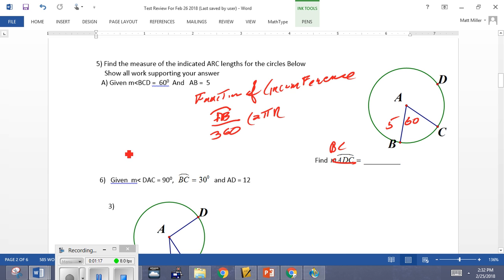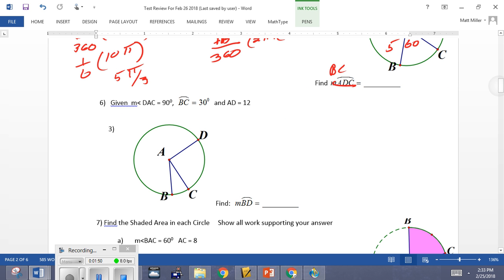So what am I looking for? I'm looking for 60 over 360 times 2 pi times the radius, which is 5. So that's 1/6 of 10 pi. And I'll just simplify that fraction to 5 pi over 3. Okay, let's look at this next one.